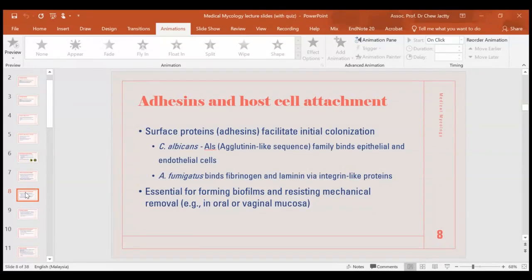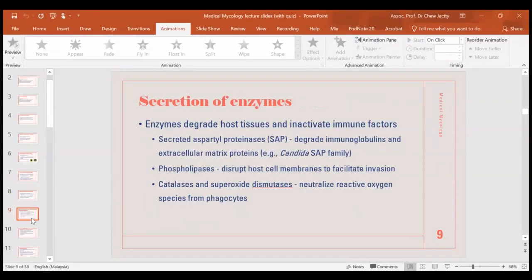And also, these adhesins are very important to help the fungi form biofilm. So biofilm formation is not just in bacteria, but can also be observed in fungal cells. The biofilm formation can help the fungi resist mechanical removal. So they are growing as a group of cells and attached very tightly to the host cell, and this can prevent mechanical removal of the fungi away from the host, and that forms part of the pathogenesis process.